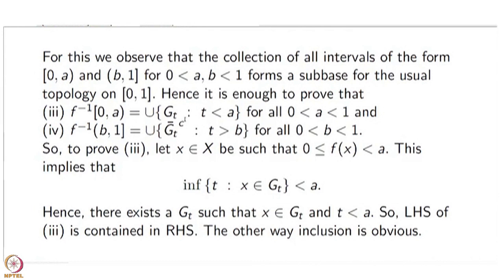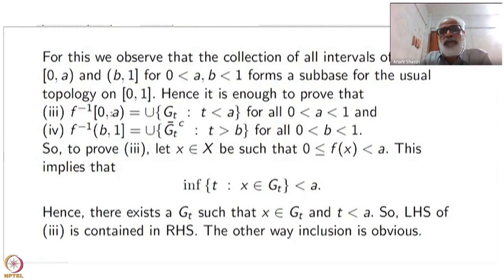All right. The other way inclusion is obvious. As soon as x belongs to G_t, the infimum will be smaller than that. Okay, and t is less than a. So f(x) will be less than a. Right? Even if one t is such that x is in G_t and that t is less than a, the infimum will be smaller than a. So f(x) is less than a, so it is here. So this way containment is obvious.